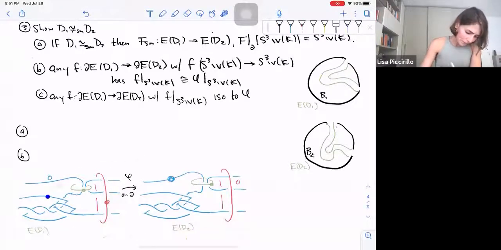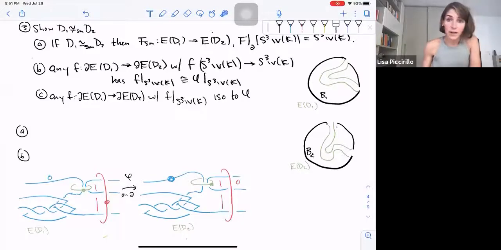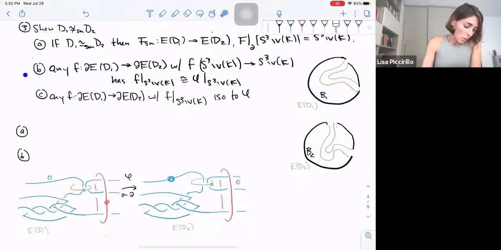Down here, we have our handle diagrams of our disk exteriors. And we already know about a homeomorphism between their boundaries. As usual, it's the one that observes that this is the same surgery diagram as this one. So the boundary homeomorphism is nobody move. So what we're checking in step B is that if you had any other homeomorphism between these manifolds, if you look at what that other homeomorphism does just on the black parts, just on the knot complement, it'll have to be isotopic to the one we know about.